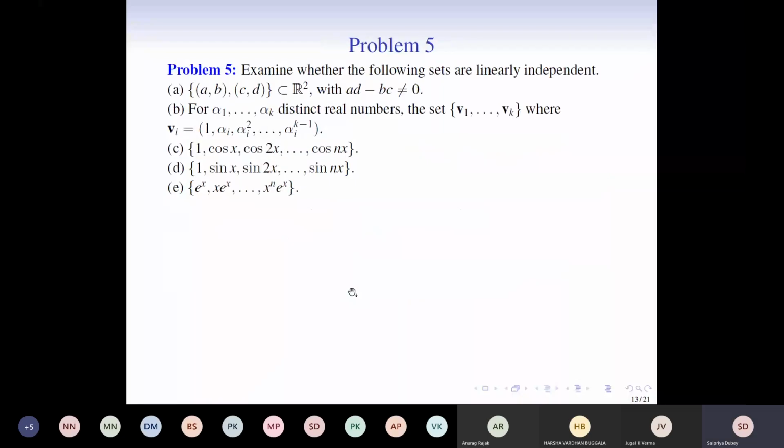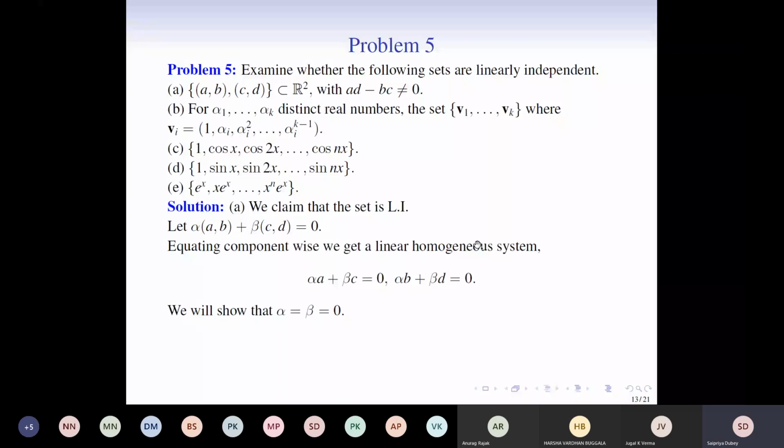Next, we need to examine if the following sets are linearly independent. Okay, so let's do that. We claim that the set is linearly independent. So what do we do? We take an arbitrary linear combination which is equal to 0, and we need to show that alpha and beta are equal to 0 in order to prove that the set is linearly independent.